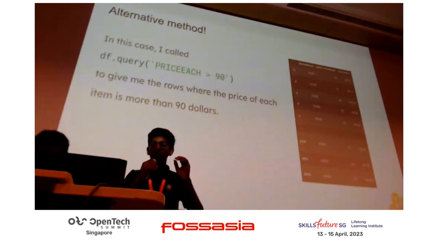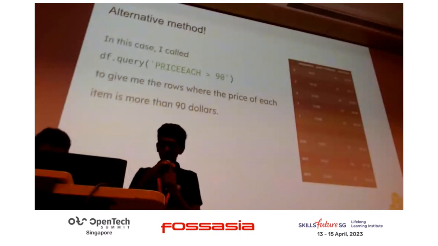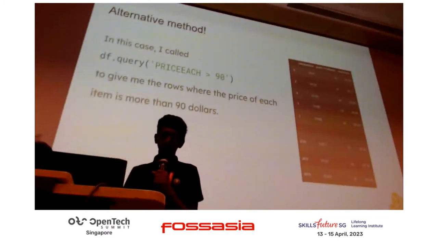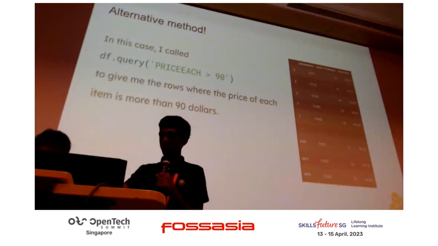What we can do here is query all the columns in which your price each is more than 90, and this gives the price of all the items in that column, rather than all the rows in which your price is more than 90.